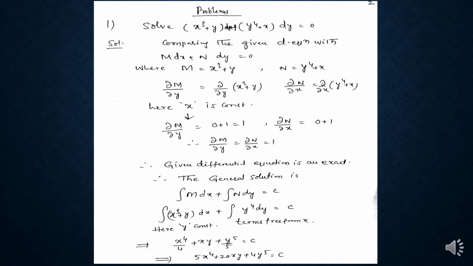So here ∂M/∂y is equal to 1 and also ∂N/∂x is equal to 1. Therefore ∂M/∂y is equal to ∂N/∂x. These two partial derivatives are equal, so we can say that the given differential equation is an exact equation.